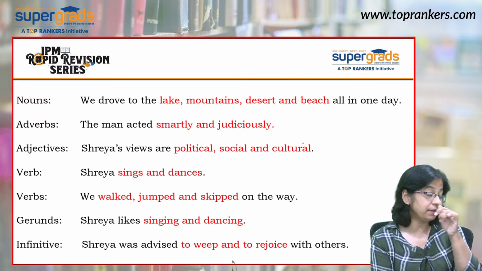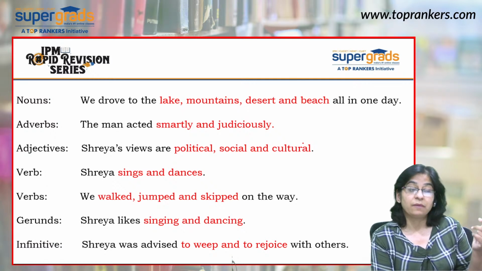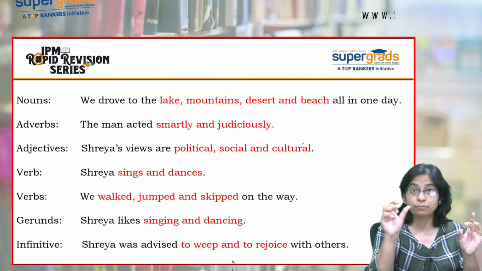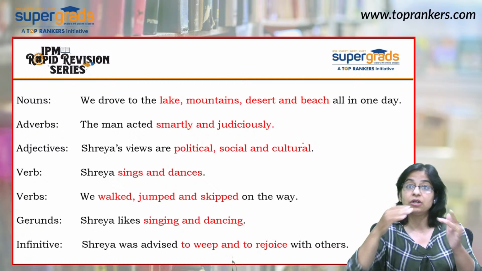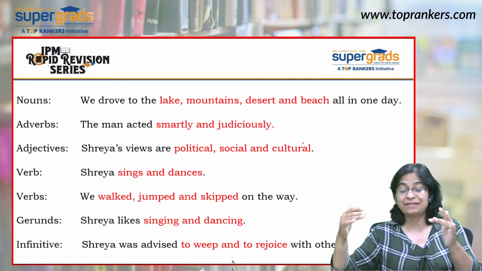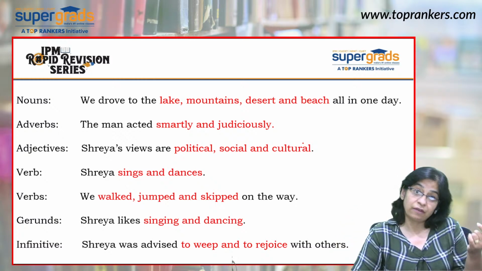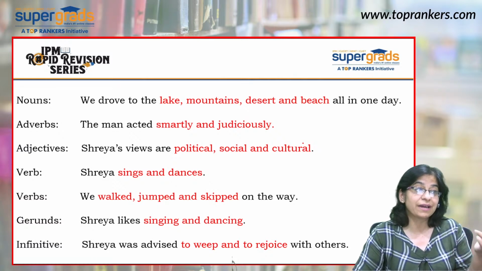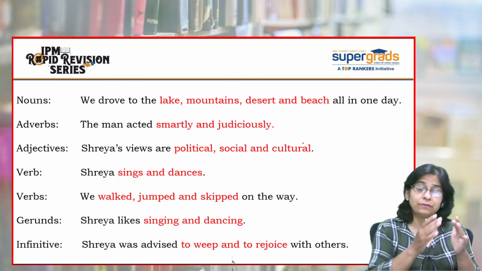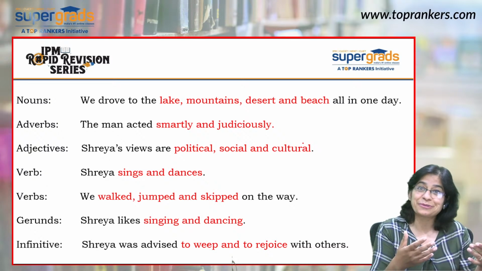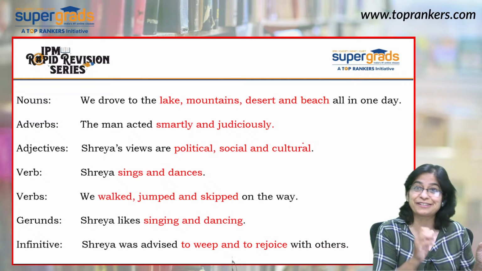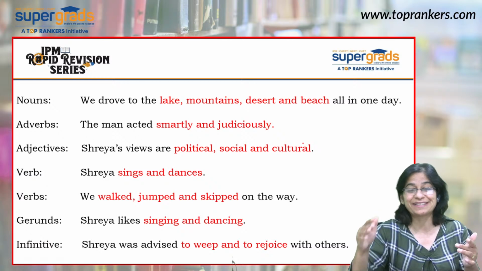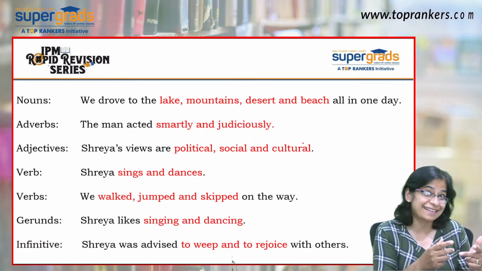Let's look at another example. Let's say Shreya's views are political, social, and cultural. Now, how are the views? Political, social, and cultural. So, all three adjectives are placed together in one single sentence. If you want to place more than one verb in your sentence, see how it will look. Shreya sings and dances. Now, this might sound really simple to you because the sentences have been structured properly. I'll show you some examples where we make mistakes and the structure of the sentence goes haywire. But let's look at these correct sentences first.